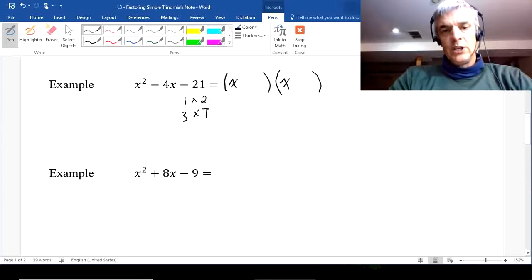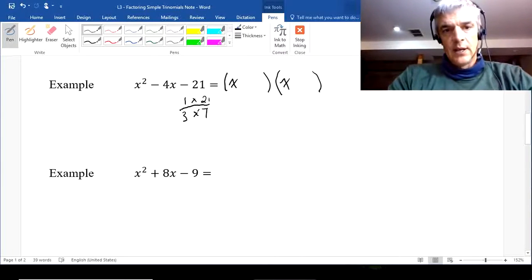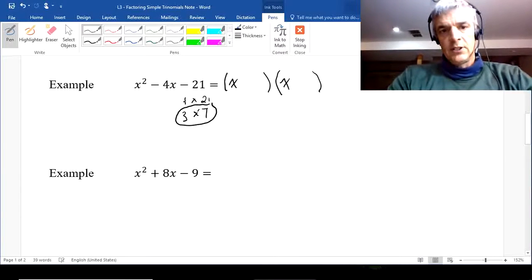But what I want to do is find a pair that will give me a difference, some way to make one positive, one negative, that would be minus 4. Well, the difference between two numbers has to be 4, and that's clearly the 3 and the 7. The difference between 1 and 21 is 20.